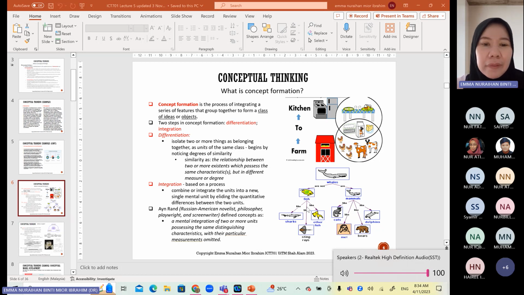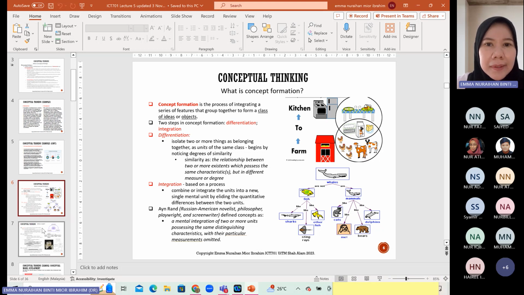Okay, so a system of classification, yes, you have to do this. Even for the Quran, if you want to build a search engine for Quran verses and everything, you have to do this as well. Concept formation.